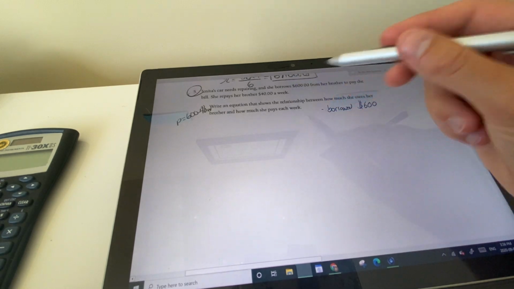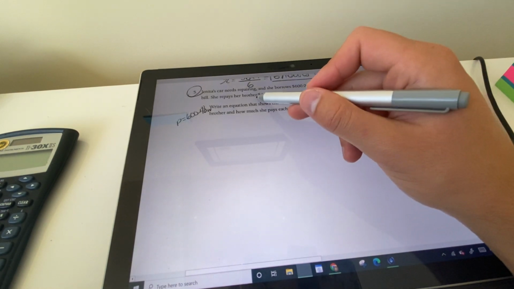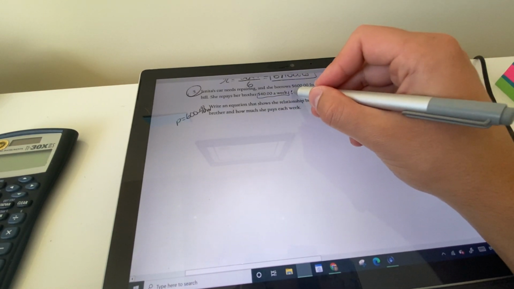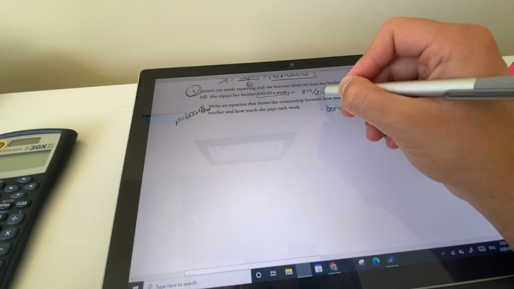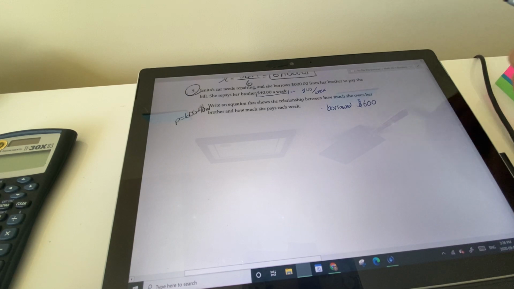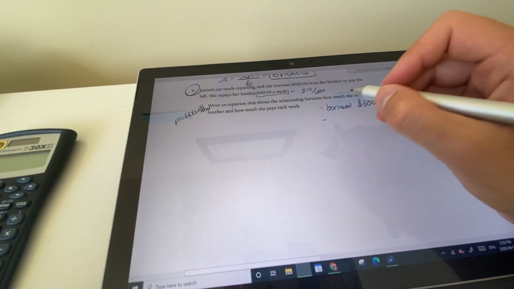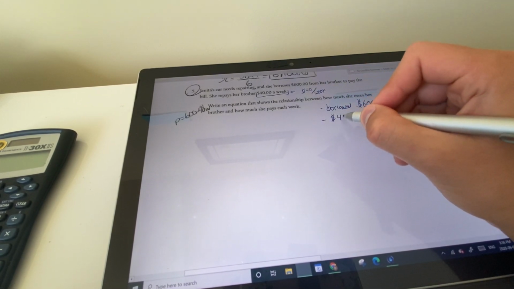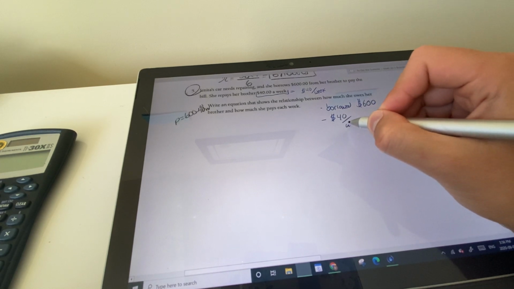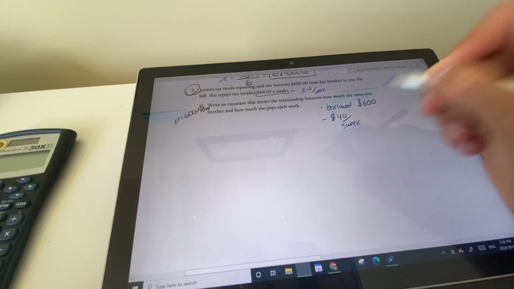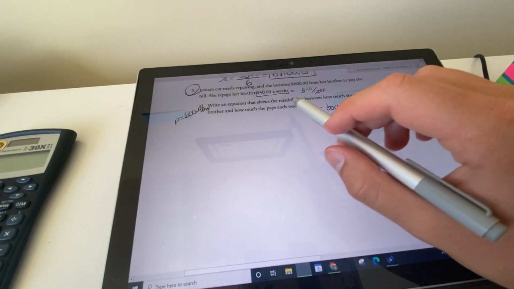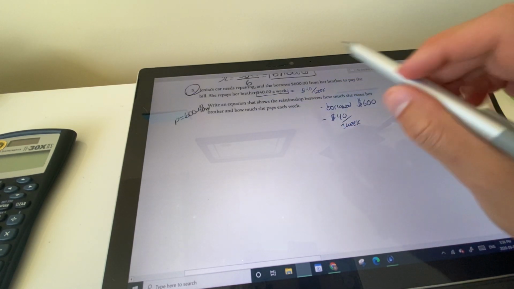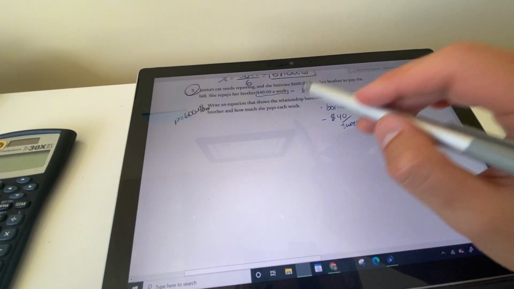She repays her brother $40 per week. So this is actually a rate. This can represent $40 per week. So she's paying back $40 every 1 week. Now, write an equation that shows a relationship between how much she owes her brother and how much she pays each week.